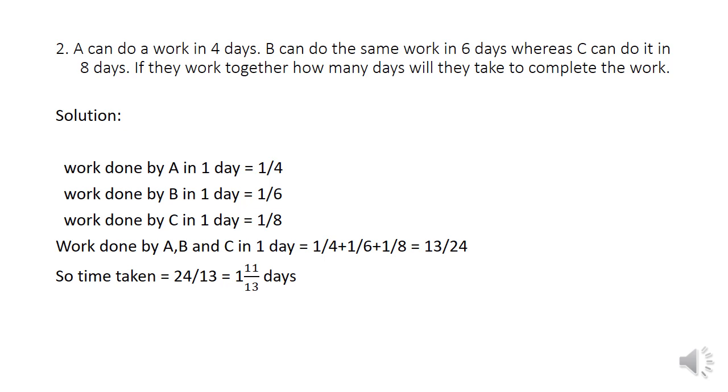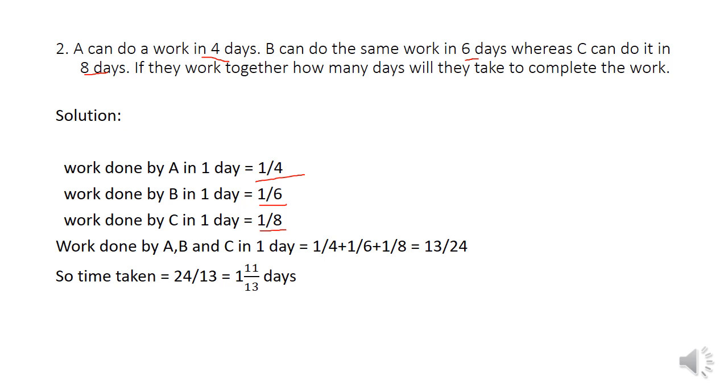The basic and easy question: A can do a work in 4 days and B in 6 days and C in 8 days. If they work together, how many days will they take to complete the work? A can do the work in 4 days, so work done by A in 1 day is 1 by 4. Similarly, work done by B in 1 day is 1 by 6 and C is 1 by 8.